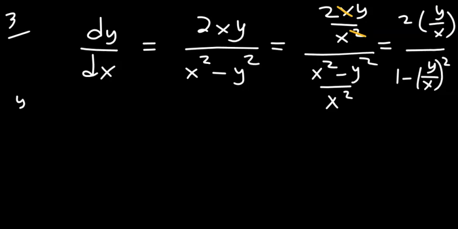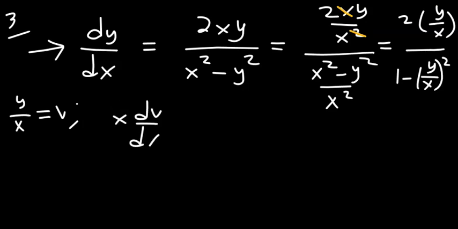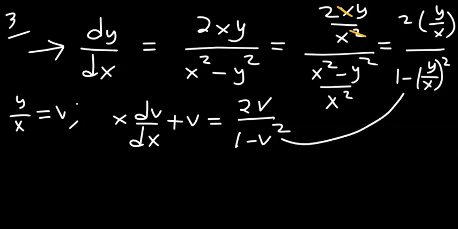If you make the following substitution, y over x equals v, then this equation can be rewritten in terms of v in the following manner. It is x dv dx plus v equals, the right hand side is just 2v over 1 minus v squared. This term is that one right there in terms of v.